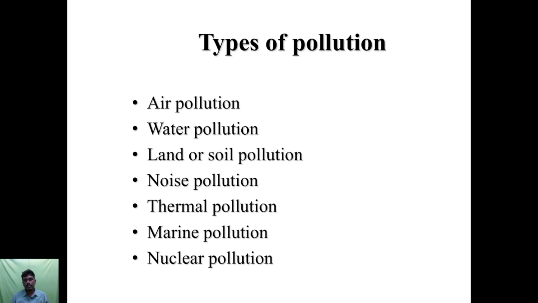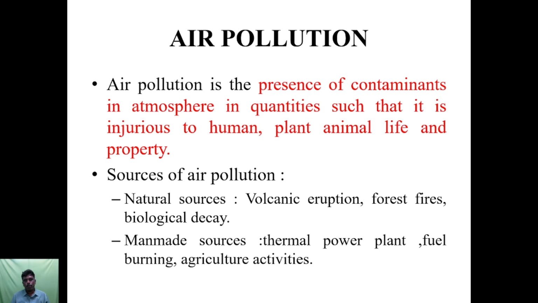So the pollutions are classified into air pollution, water pollution, land or soil pollution, noise pollution, thermal pollution, marine pollution and nuclear pollution. Air pollution is the presence of contaminants in the atmosphere in quantity such that it is injurious to human, plant, animal life and property. Some of the sources of air pollution: volcanic eruption, forest fires, biological decay, and man-made sources: thermal power plant, fuel burning, agricultural activities.